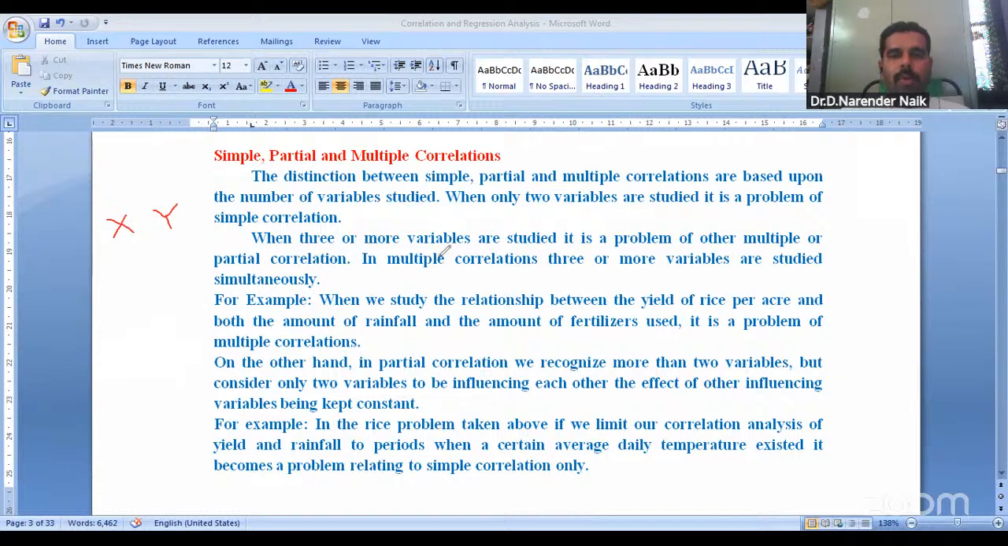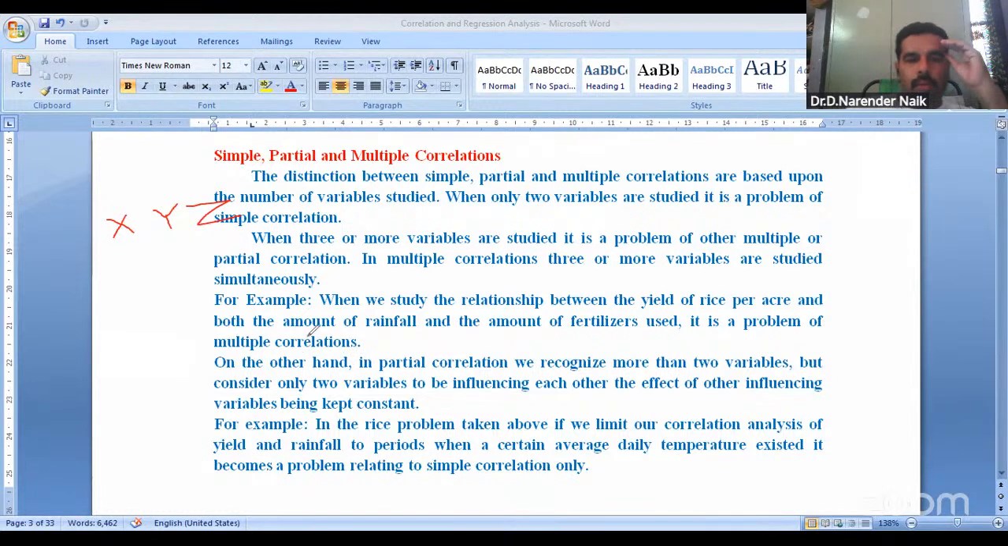When three or more variables are studied, it is a problem of either multiple or partial correlation. In multiple correlation, three or more variables are studied simultaneously: X, Y, and Z. Okay, so we see examples also.